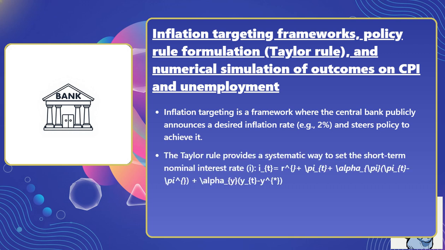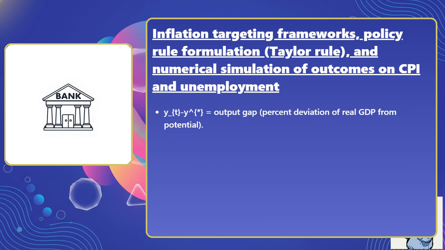The Taylor rule provides a systematic way to set the short-term nominal interest rate: i_t = r* + π_t + α_π (π_t − π*) + α_y (y_t − y*). r* equals the equilibrium real rate, often 2%. π* equals the inflation target. y_t − y* equals the output gap, the percent deviation of real GDP from potential. Typical coefficients: α_π = 0.5, α_y = 0.5.